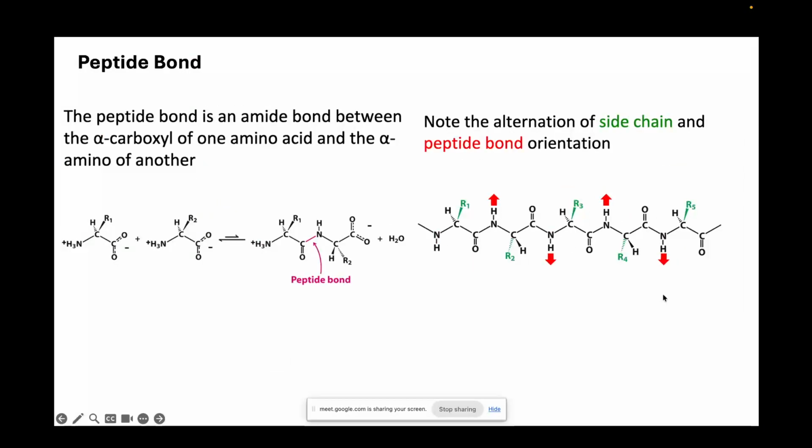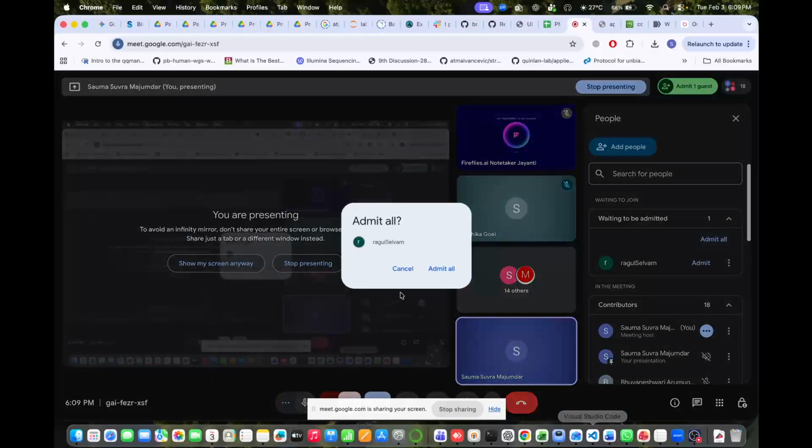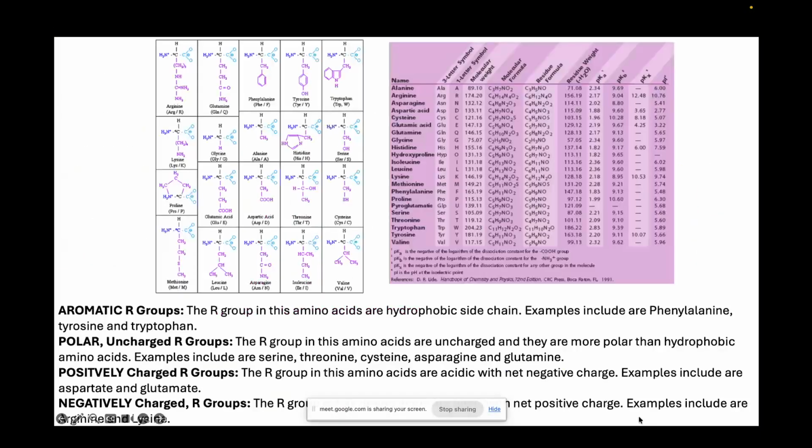Right. So generally, it forms an anti-parallel kind of strand where you have the R groups from each amino acid orienting opposite to each other in the polypeptide chain. Right. So coming to different amino acids, these are basically all your 20 amino acids that are possible.